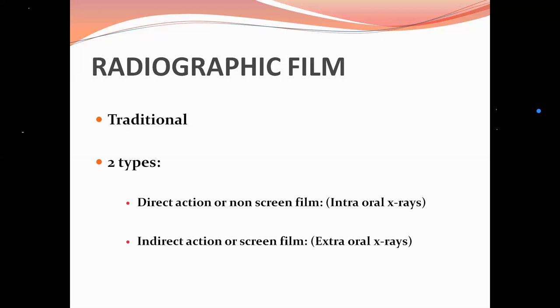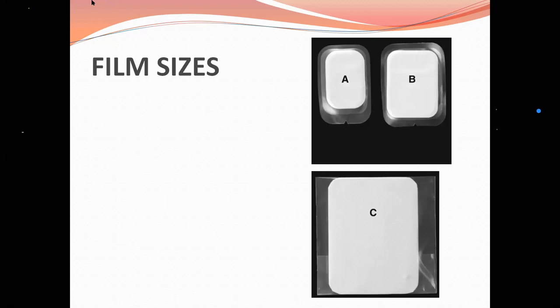Okay, so radiographic film, the one which is still being used, is the traditional form of taking x-rays. And it has two types. One is the direct action film, which we use for the intraoral x-rays, and we have an indirect action film, which we use for extraoral x-rays. Now, extraoral x-rays are predominantly, at least I can tell you about KP, almost all of them have become digital films. So these are not really used nowadays. And since I'm not going to be talking about extraoral x-rays today, we're just going to be discussing intraoral x-rays, so you can put indirect action films out of your mind for the time being.